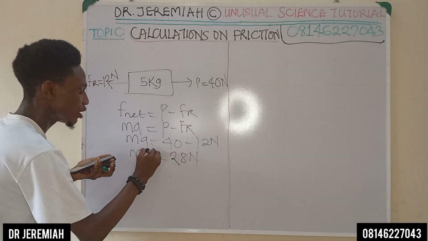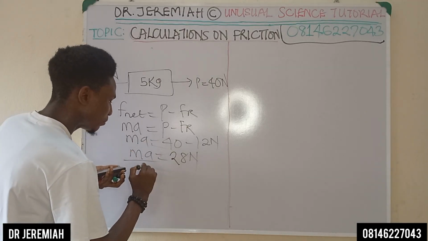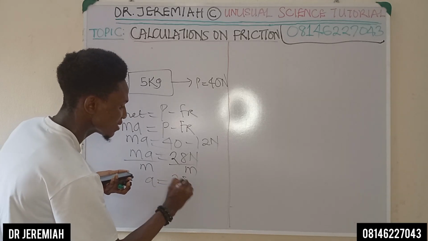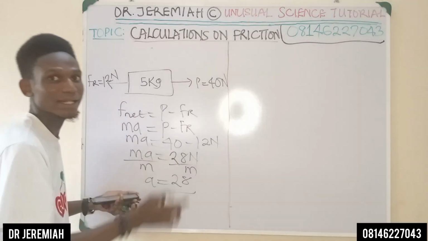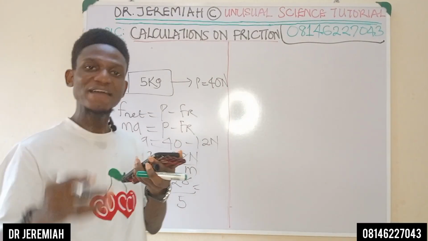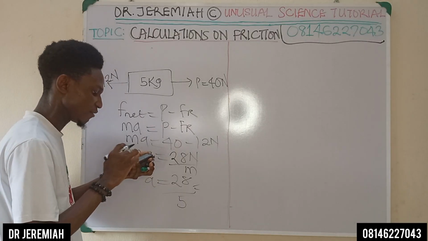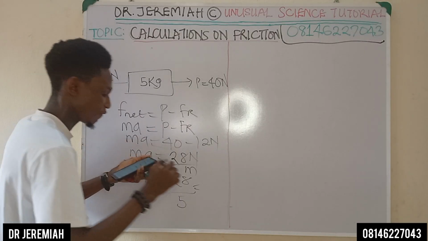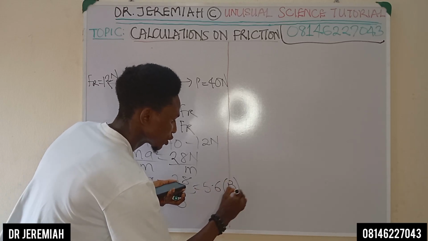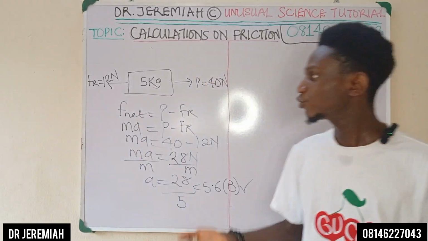Now mass times acceleration, we divide both sides. What are we looking for again? Acceleration. So if we divide both sides by mass, we're going to get acceleration equals 28 divided by the mass, which is 5. Hope you followed. So 28 divided by 5 will give you 5.6. That should be option B on your screen. So hope you get the concept. Very simple stuff.